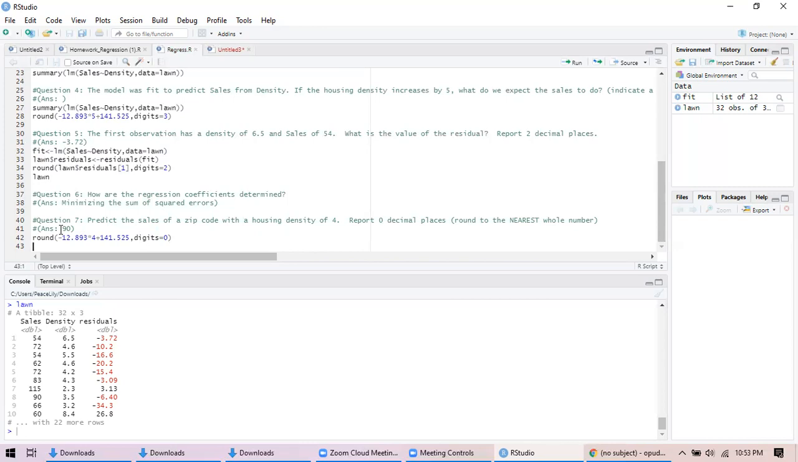Okay, so predict the sales of a zip code with the housing density of what? Report in decimal places. So round, divide by 4.